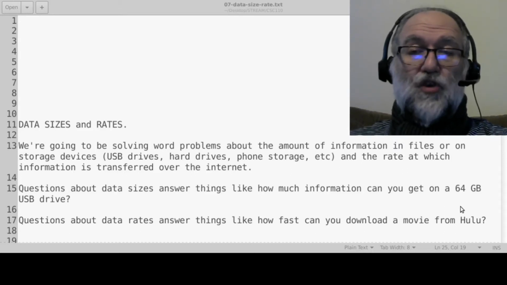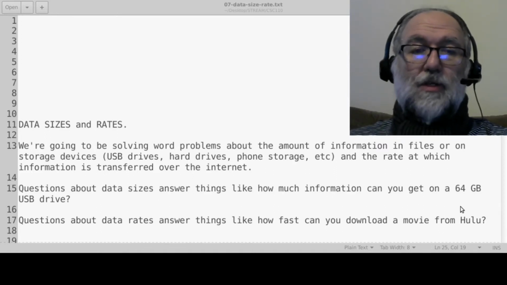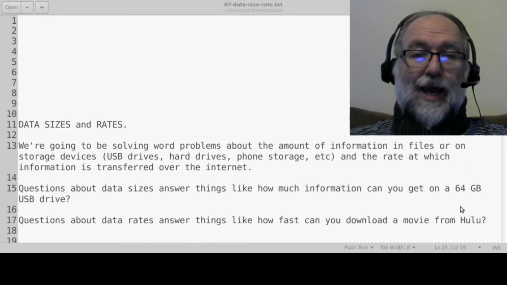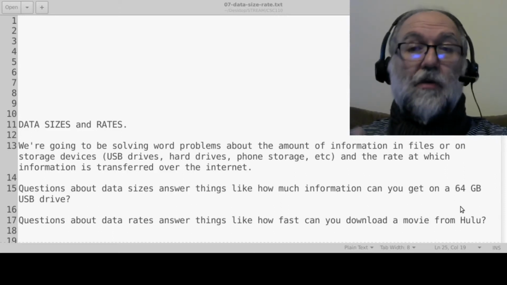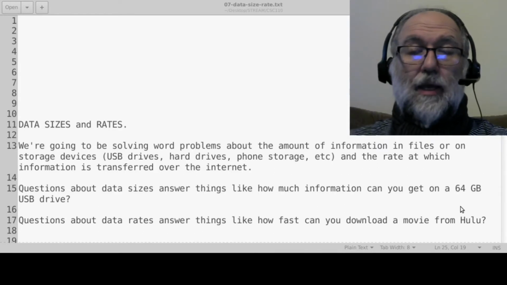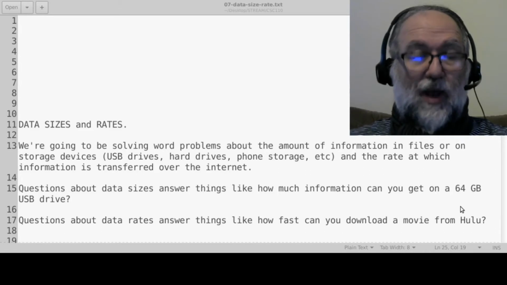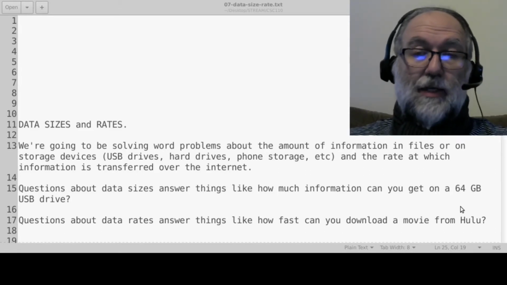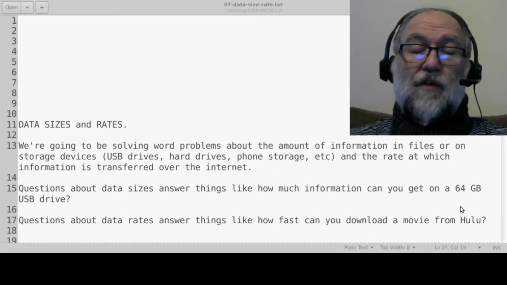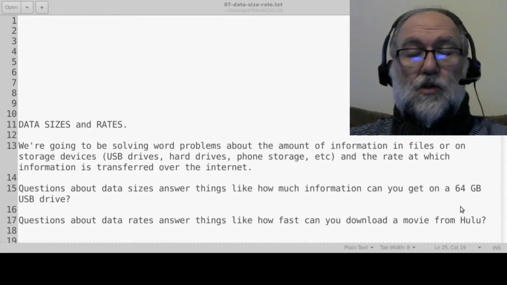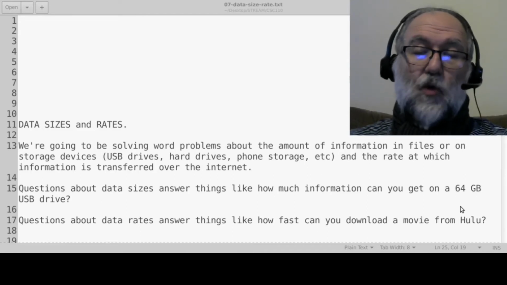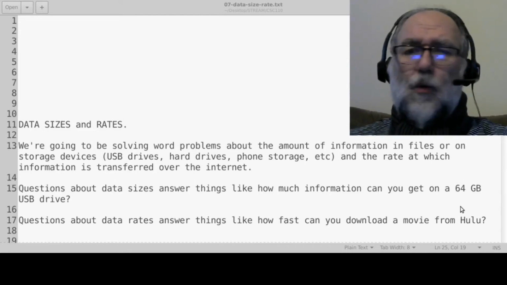This lecture is a continuation of our lecture on encoding, but in this lecture we're going to start doing much more practical problems, and we're going to start asking questions like how much information can you put on various storage units, like a 64 gigabyte USB drive, or hard drives, which are the storage units inside of laptops or inside of desktops, or even on your phone, because even your phone has a storage unit. The storage unit on a lot of phones is something like 64 gigabytes. So what does that mean?